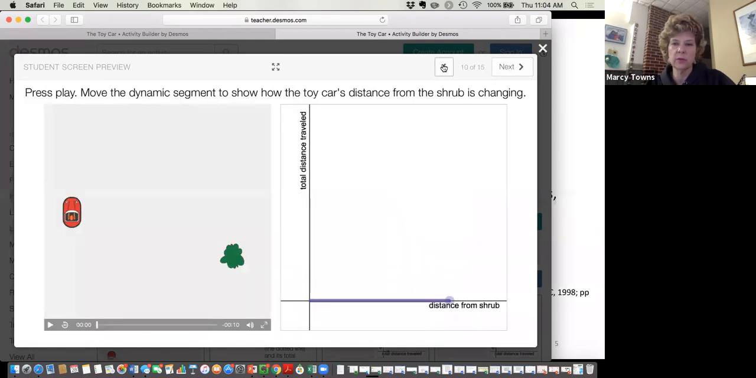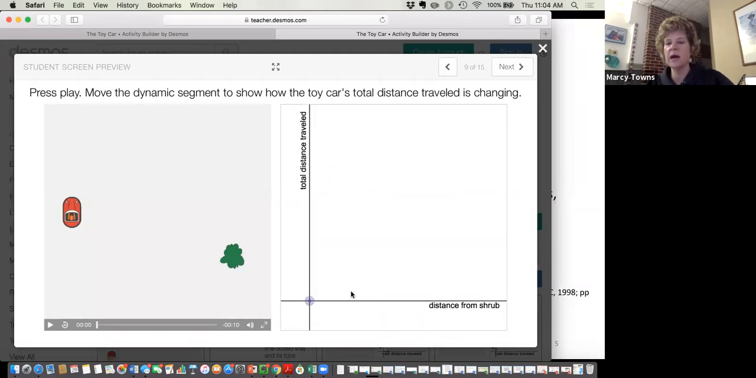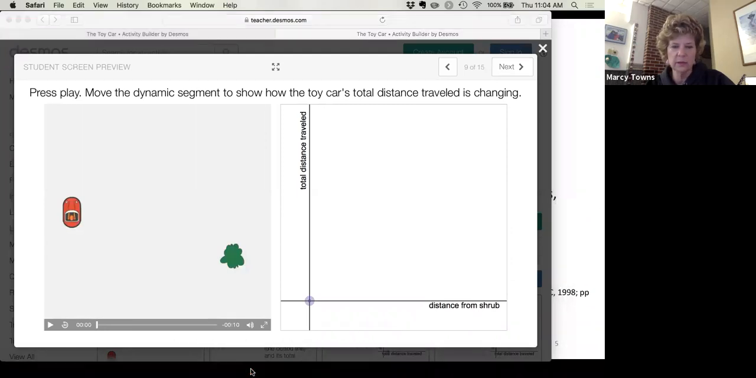Oh, sorry, let me go back one. Where you do total distance traveled now on the y-axis, and then, oh wait, nope, hold on. And distance from the shrub, yeah. So you get to do a whole other one. So let me get back to my PowerPoint.